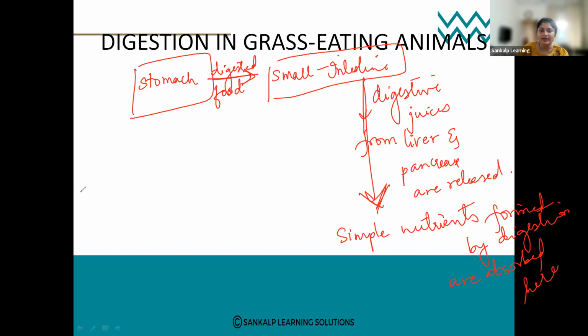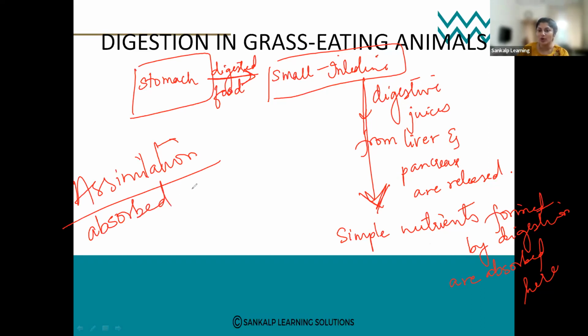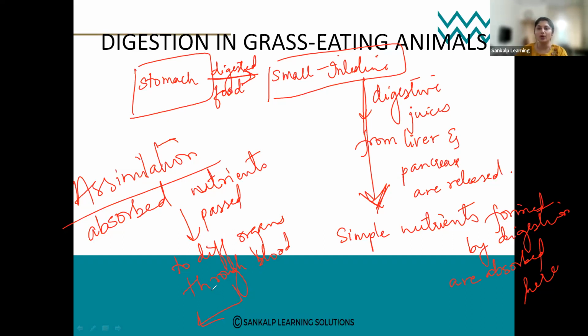Now it is sent on for assimilation. So the next process is assimilation. What is the assimilation process? The absorbed nutrients are passed through blood to different organs, where they are used to synthesize useful products. So from this, they can synthesize different important products. So this is the assimilation process.